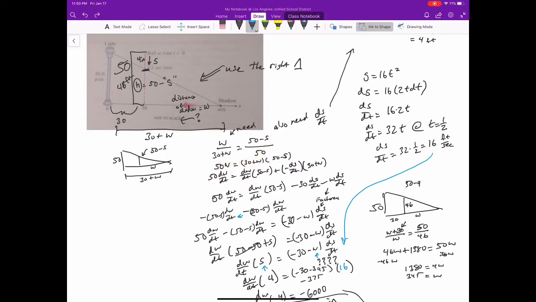Our next line, I'm simplifying as much as I can. So on the right side here, I went and I distributed. We end up with this value here: dS/dt times 30, and then dS/dt times W. Be careful, that's a negative. So we end up with two negatives and a bunch of dS's there.